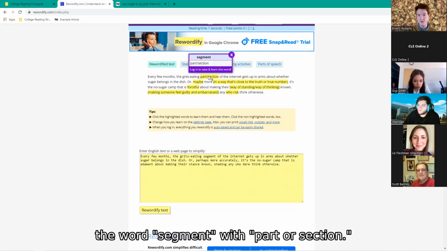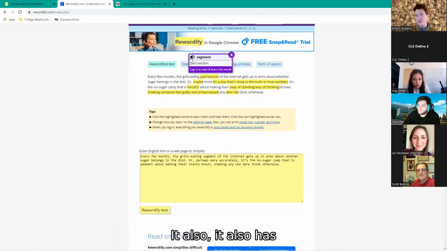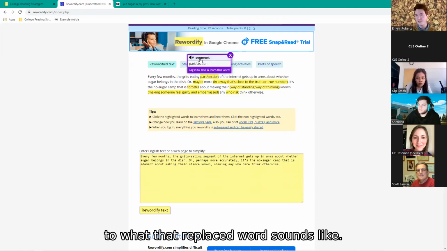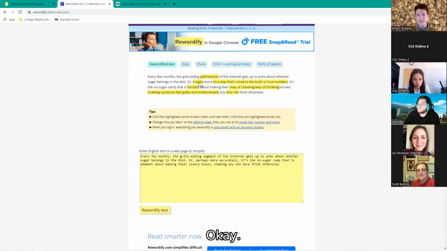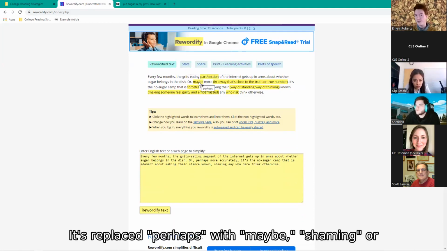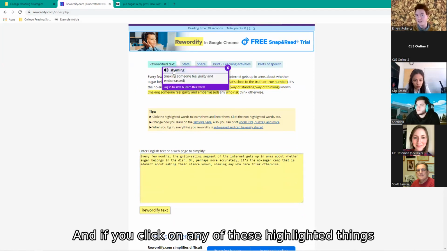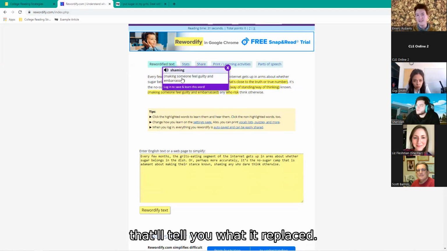So this first one, it replaced the word segment with part or section. It also has a verbal thing, so you can listen to what that replaced word sounds like. Okay. It's replaced perhaps with maybe, shaming, or dare with who, risk, shaming with making someone feel guilty and embarrassed. And if you click on any of these highlighted things, it'll tell you what it replaced.